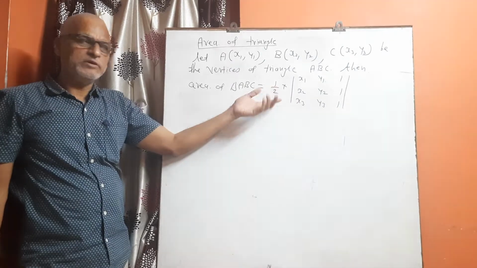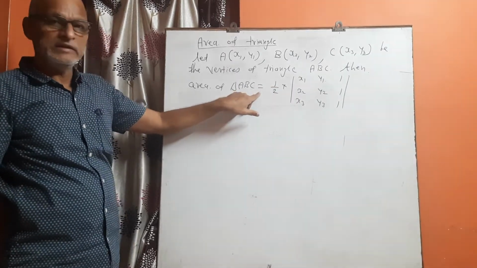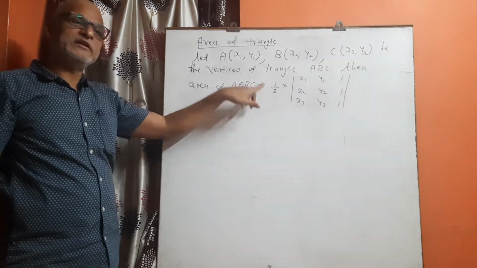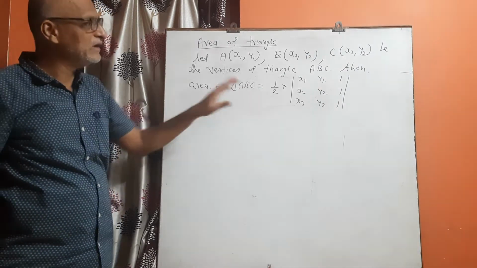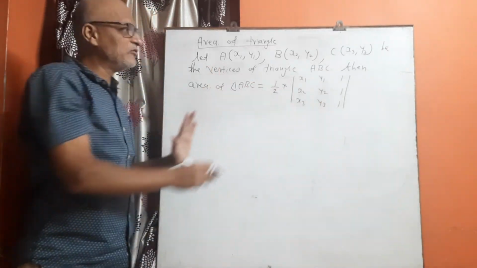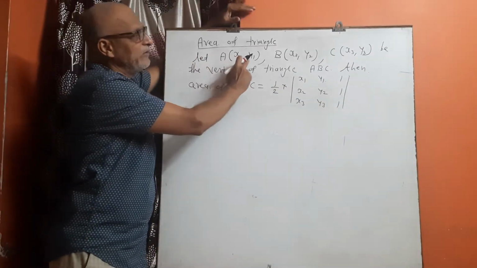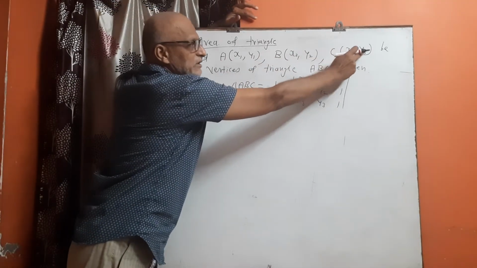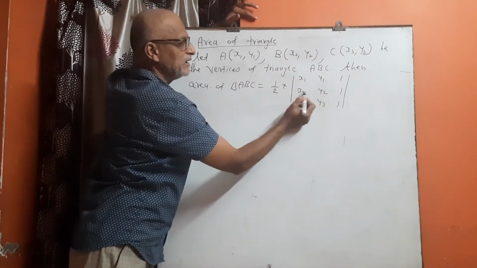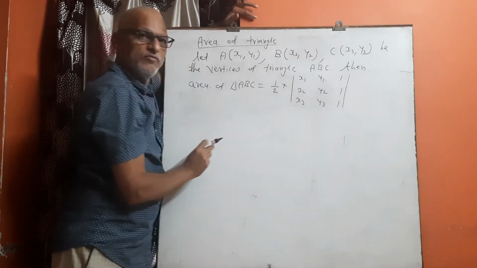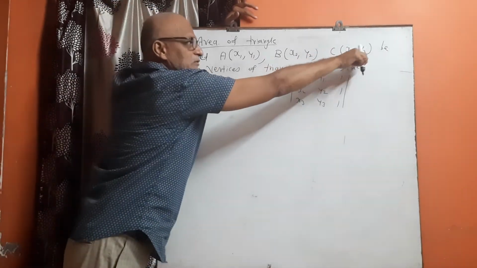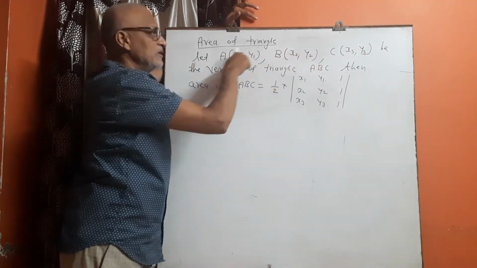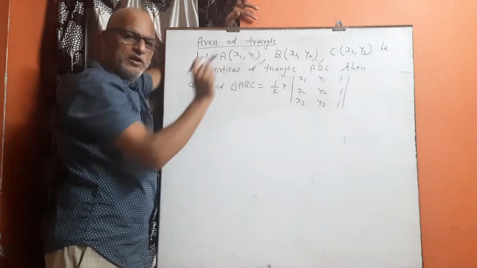It's a very simple formula. Whenever there is an area of a triangle, it is always half into what? Determinant. Which determinant? A of x1 y1, B of x2 y2, C of x3 y3. That means this is x1 y1 1, x2 y2 1, x3 y3 1. You may consider this as x1 y1, this as x2 y2, this as x3 y3 in any order.